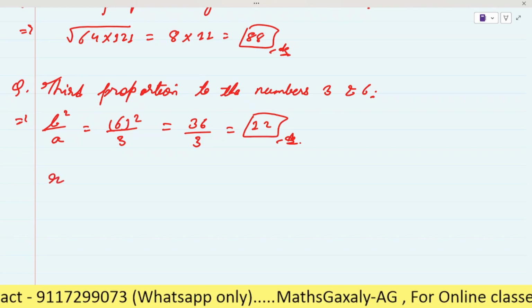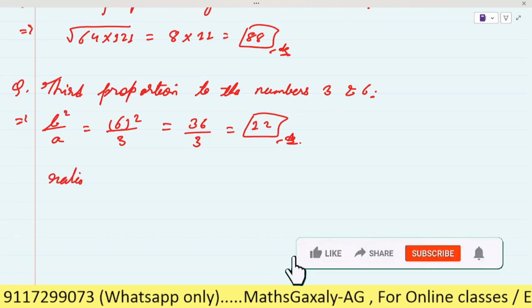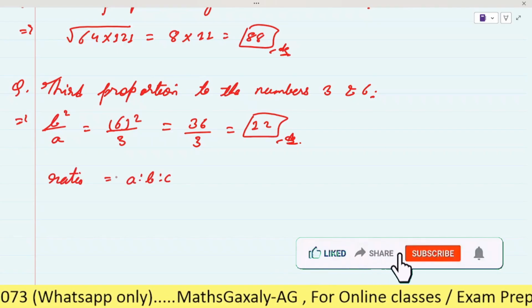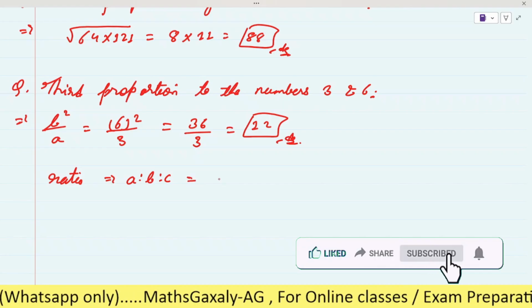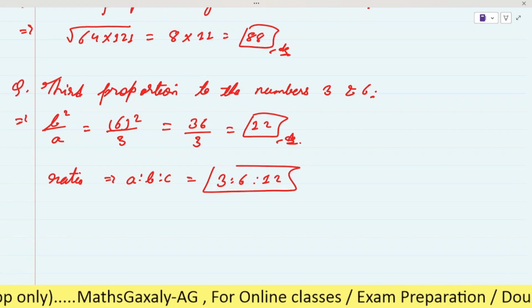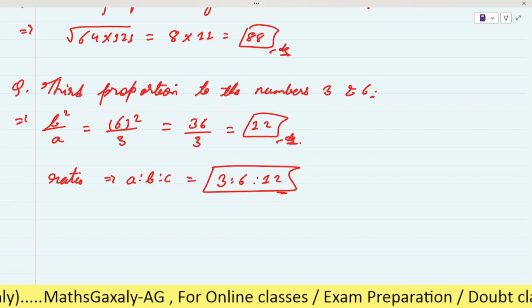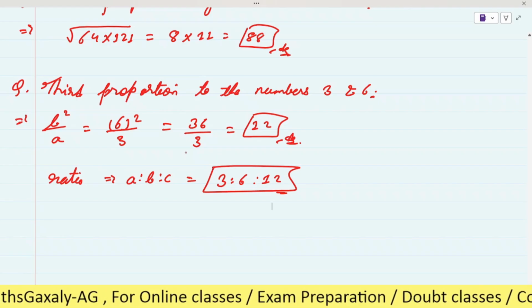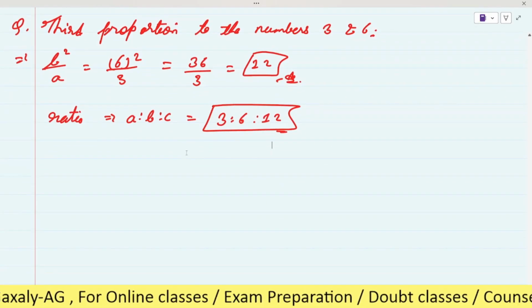And if it will ask about the ratios, then the ratios will be A is to B is to C. So it will be 3 is to 6 is to 12. Okay, is it clear? Yeah.